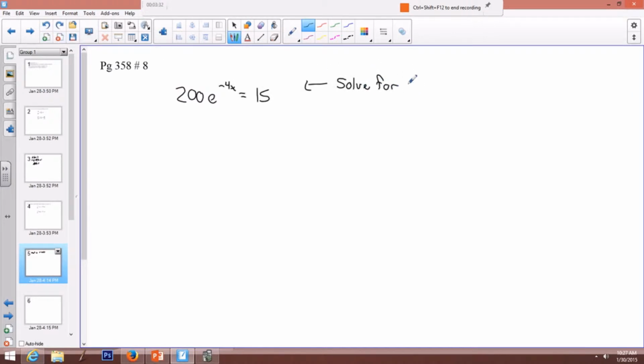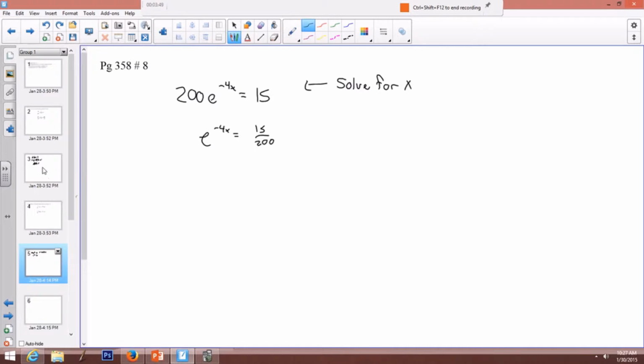All right, so we're solving for x, and the first thing I want to do is get this expression e to the negative 4x by itself, so I'm going to divide both sides by 200. So I have e to the negative 4x is equal to 15 over 200.